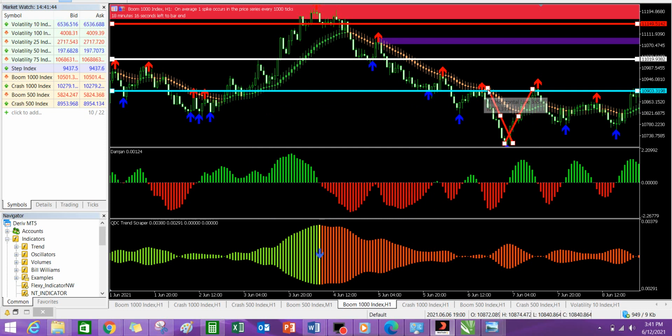This will be our entry point, and we don't want to get involved in all these spikes that happen from here down to this level. I mean, up to this level. We don't want to get involved in it. So we are coming in at the tip of this arrow. Okay, so the light blue horizontal line stands for our entry point. So we are entering from here.